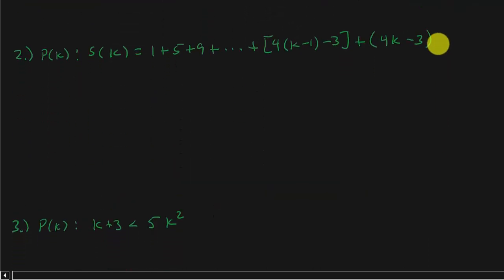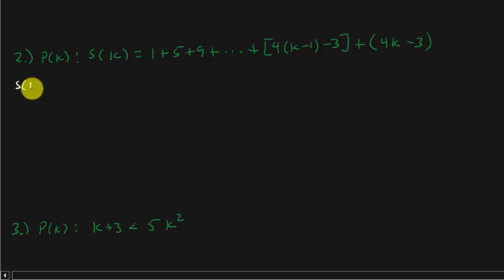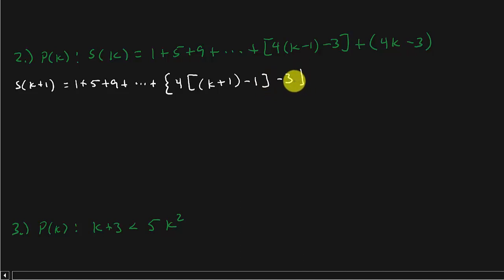All right, so let's look at number 2. So we have S of k plus 1 is equal to 1 plus 5 plus 9 plus ... plus, and now let's put in the k plus 1. So that's going to be 4 times k plus 1, minus 3. I'm just plugging the k plus 1 in. I'll put the k plus 1 in for this k, which is right here. And then plus, and then I've got 4 times (k plus 1) minus 3.